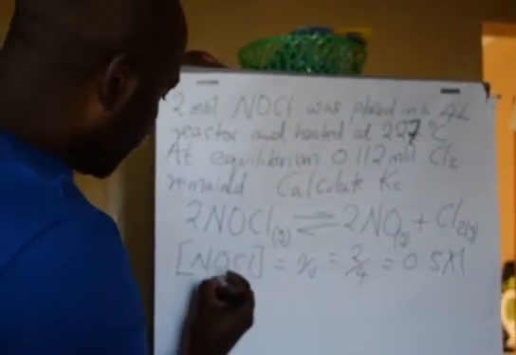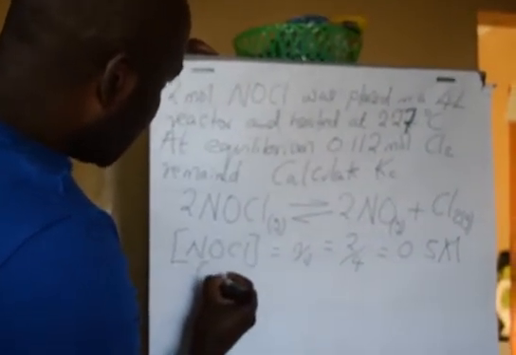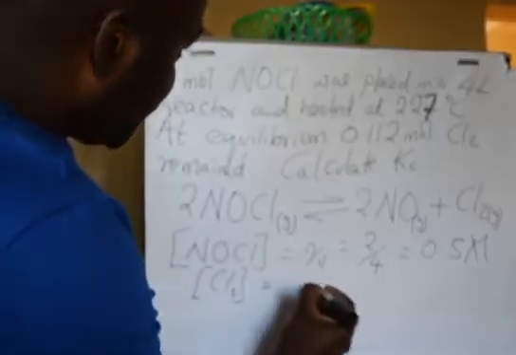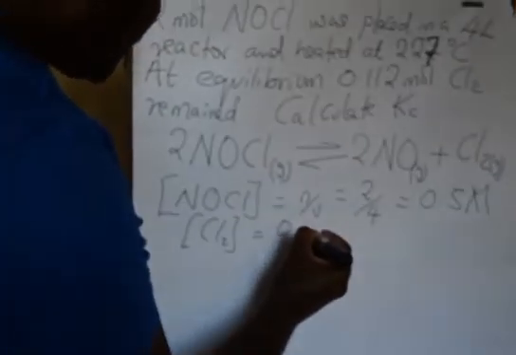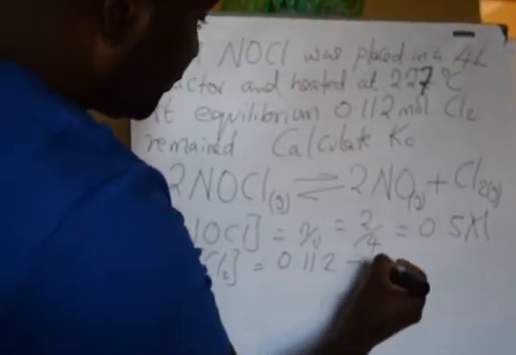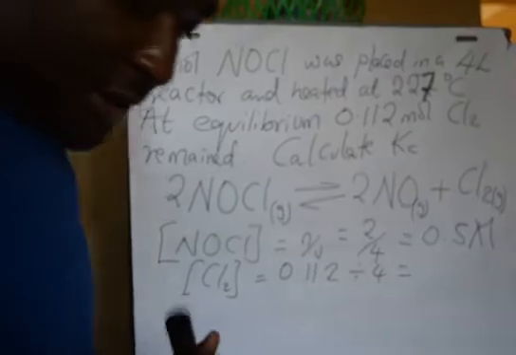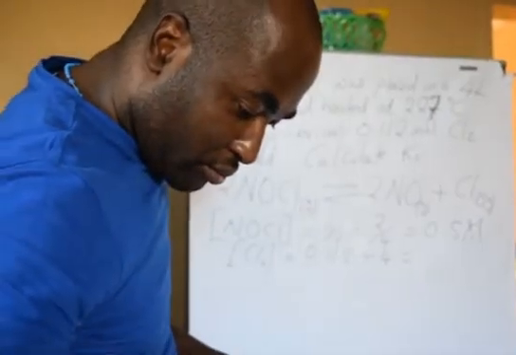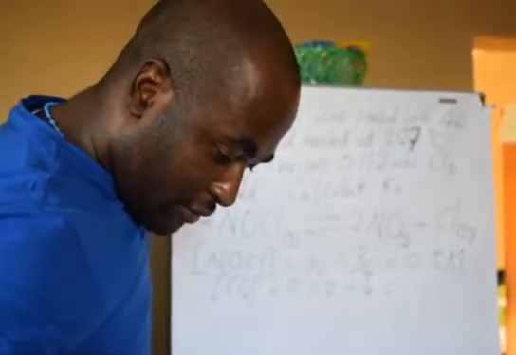Then the other one, the Cl2, is actually 0.112, also divided by 4. That will give us 0.112 divided by 4, 0.028.